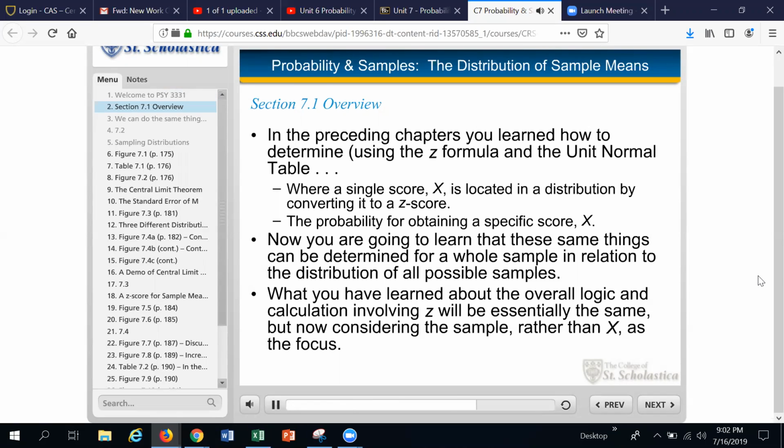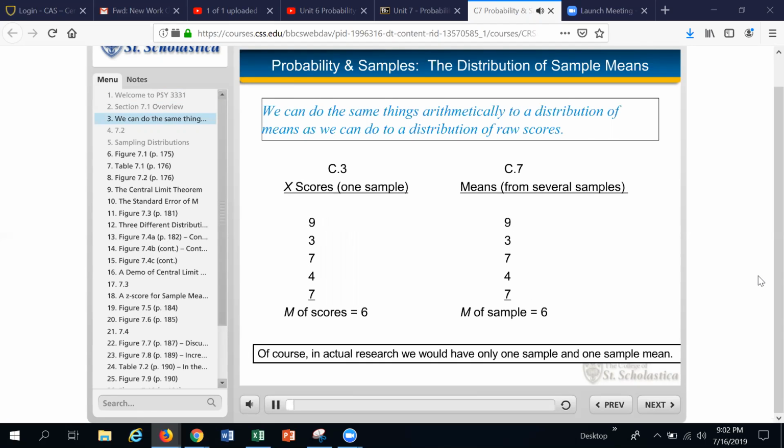In other words, what you have learned about the overall logic and calculations involving z will be essentially the same, but now we will focus on a sample rather than on a single score x as our focus. Perhaps this example will help clarify the idea that we can do the same things arithmetically to a distribution of means as we can do to a distribution of raw scores.